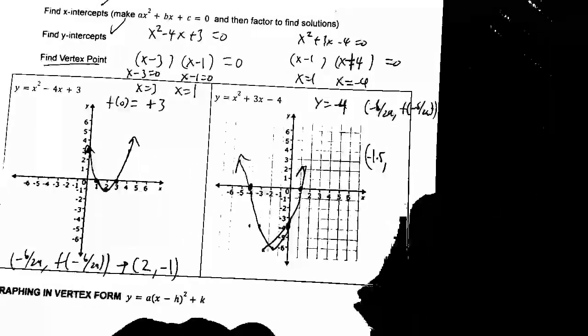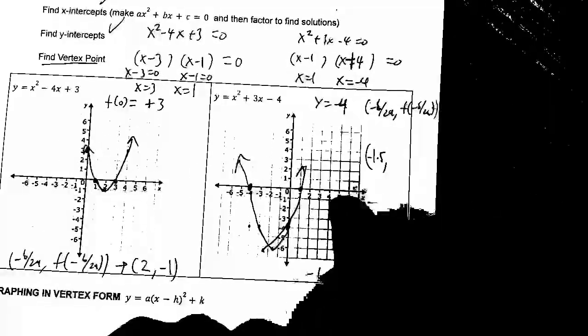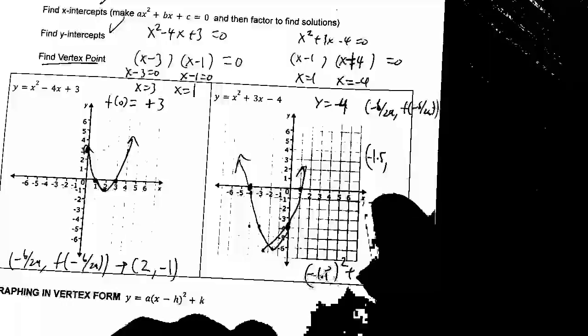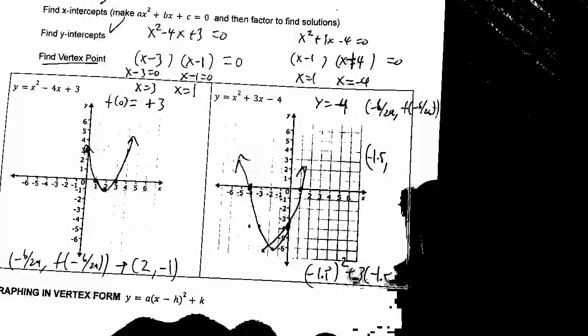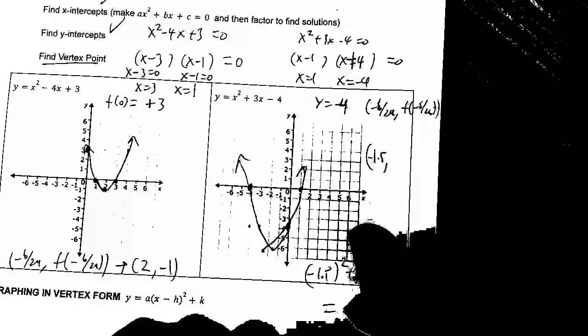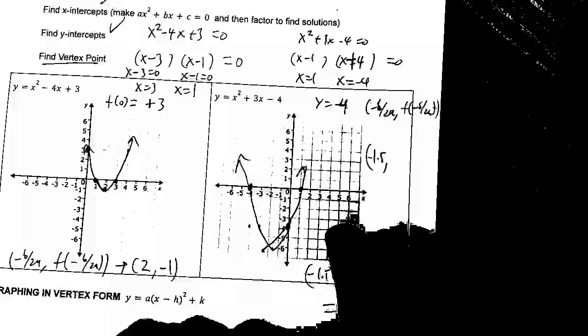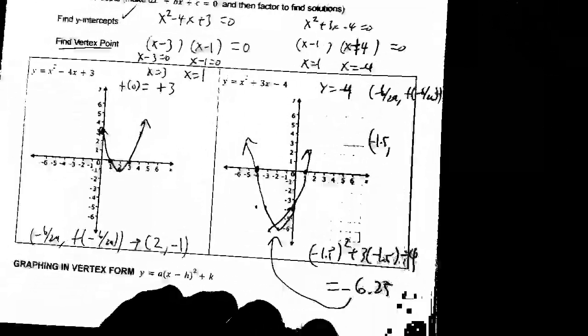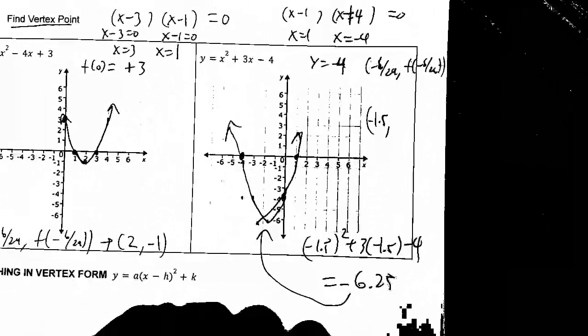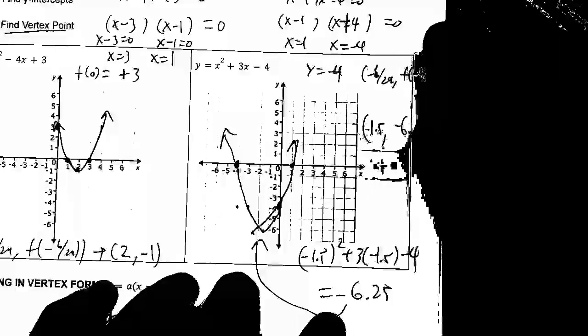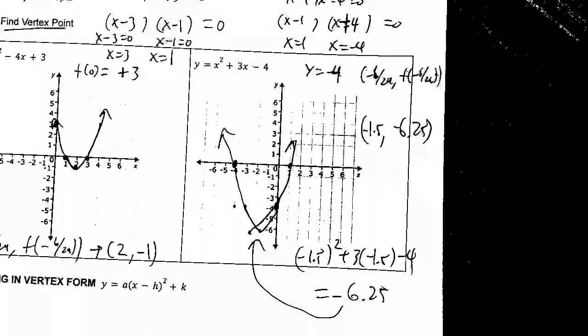So when we plug in negative 1.5, we're going to get negative 1.5 squared plus 3 times negative 1.5 minus 4. And that comes out to negative 6.25. That's that right there. Wait, so it's minus 6.25? Yes, that's the y value. And then what's the x value? The x value is negative 1.5.